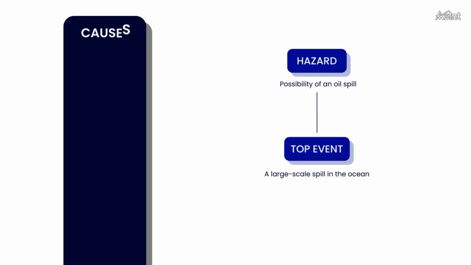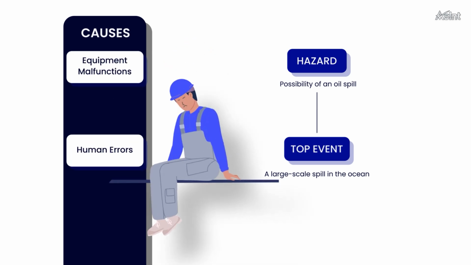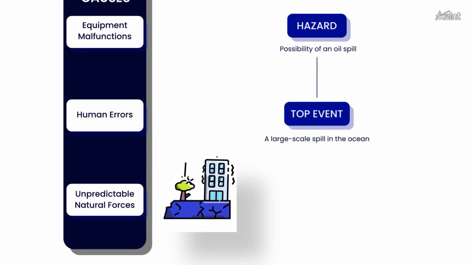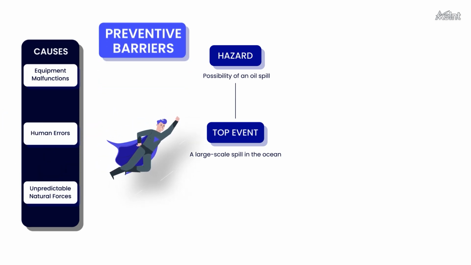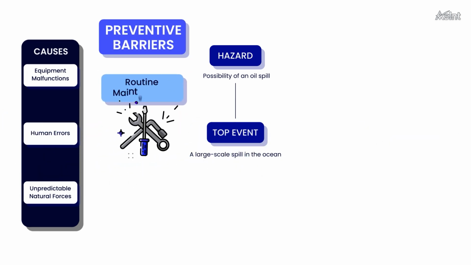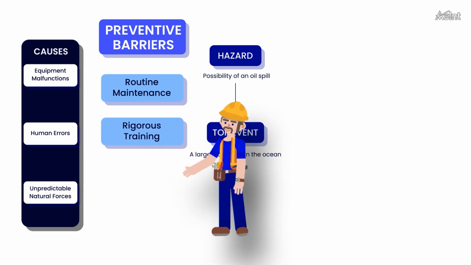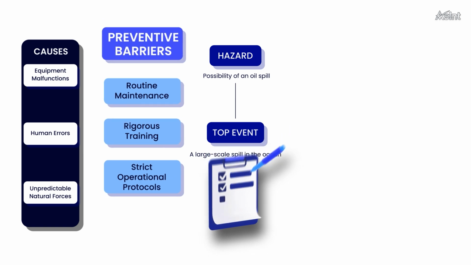On the left, we list the causes, the culprits behind the chaos. These include equipment malfunctions, because machines have their moods too, human errors, we all have off days, and unpredictable natural forces like earthquakes. Here's where preventive barriers step in as the heroes of the story. These include routine maintenance to keep the gear happy, rigorous training for staff to minimize oops moments, and strict operational protocols to keep things running smoothly.